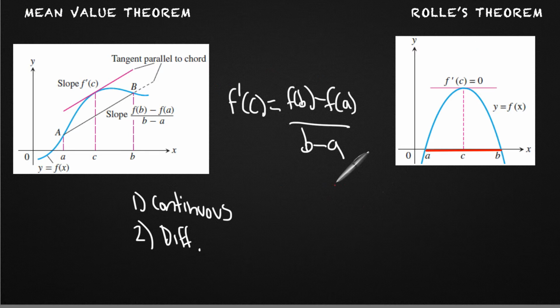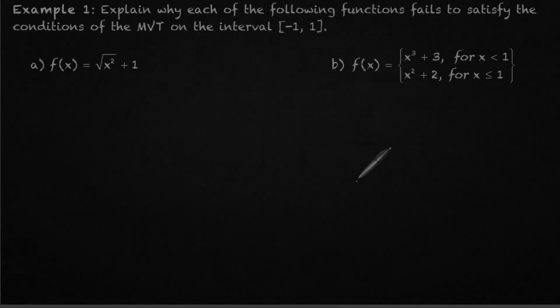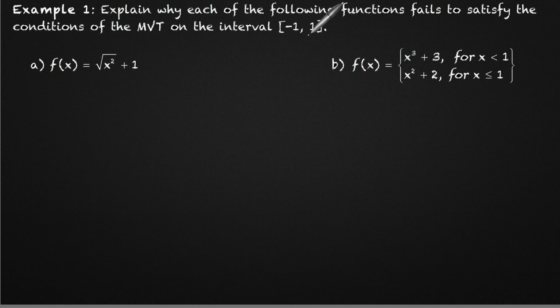So let's see how this works on a few problems. Explain why each of the following functions fails to satisfy the conditions of the mean value theorem. Remember, it has to be continuous and it has to be differentiable at all points in this region. So, square root of x squared. Well, if you convince yourself of this, you'll see that the square root of x squared is just a fancy way of writing the absolute value of x.